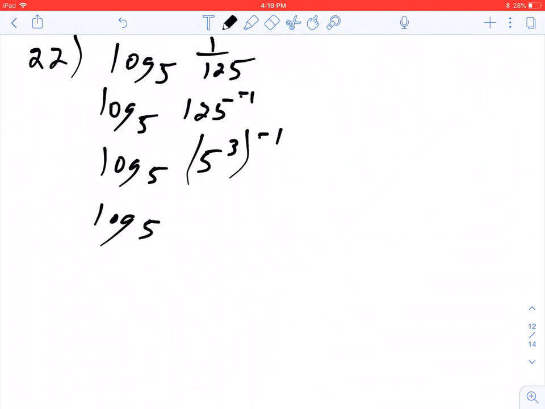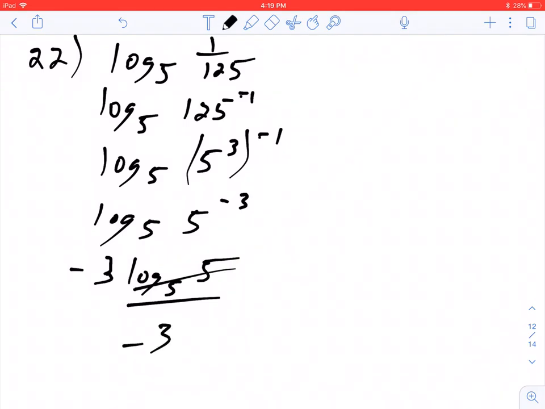So we have log base 5 of 5 to the negative third. And now we can use the power property to bring that negative 3 in front of the log. And we're left with log base 5 of 5. Anytime the base of the log matches the number that's being logged, you can cancel that all out. And our final answer is negative 3.